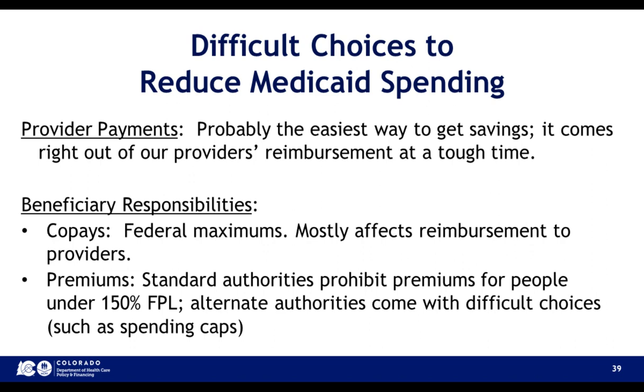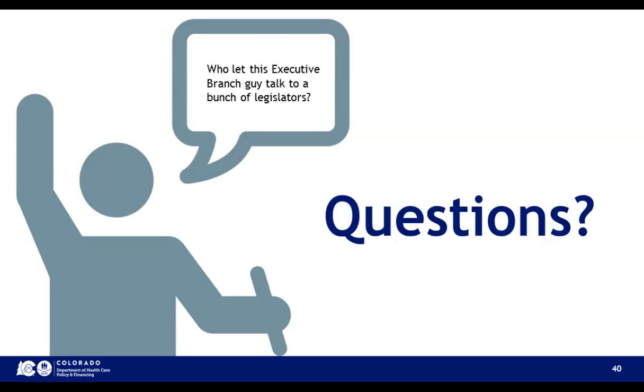And then beneficiary responsibilities. Things to keep in mind there: there are federal maximums related to co-payments, and those federal maximums are pretty small. It's worth knowing that most people in Medicaid can still receive services even if they refuse to pay a copay. So sometimes copays are just another way to reduce provider reimbursements. And then finally on premiums, standard federal authorities prohibit premiums for people underneath 150% federal poverty level. Alternative authorities to potentially charge premiums to more people could come with difficult choices, maybe terms and conditions such as spending caps. That is the high level on where we might be in terms of reducing Medicaid benefits.